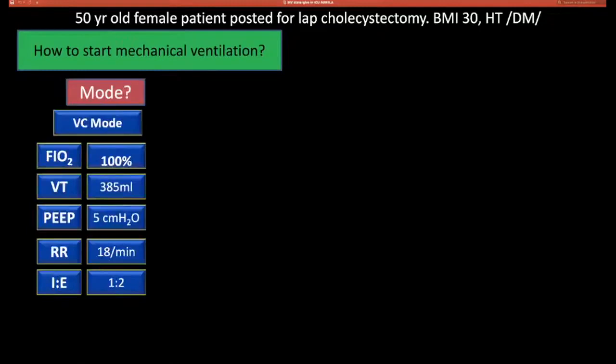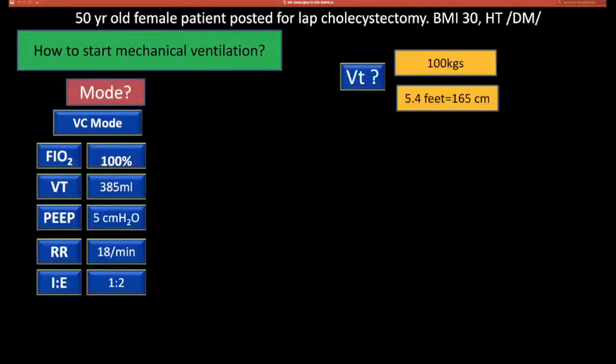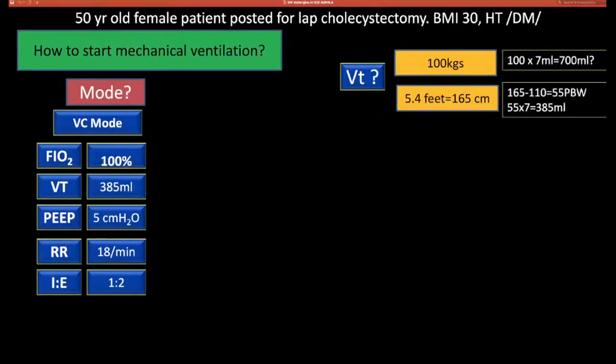So, a 50-year-old female patient posted for lap chole, BMI of 30, hypertension, diabetes. How do you start mechanical ventilation? Okay, these are your settings. Now, the patient is 100 kgs and the predicted body weight is for 165 centimeters. Do you set it for 100 kgs or for 165 centimeters? If you set it for 100 kgs, it will be 700 ml. But the patient just requires 385 ml.